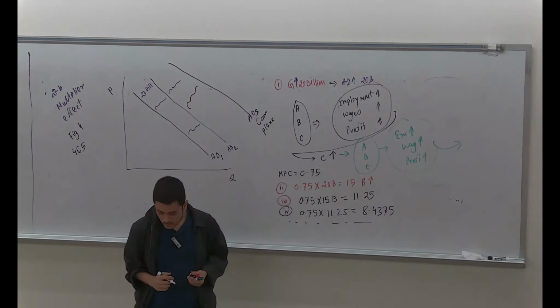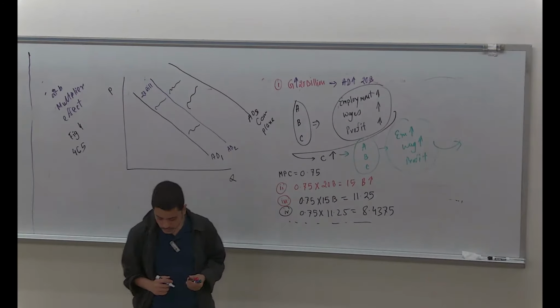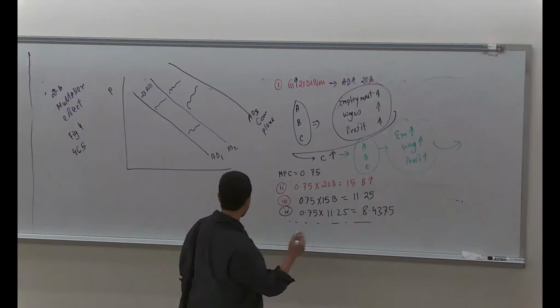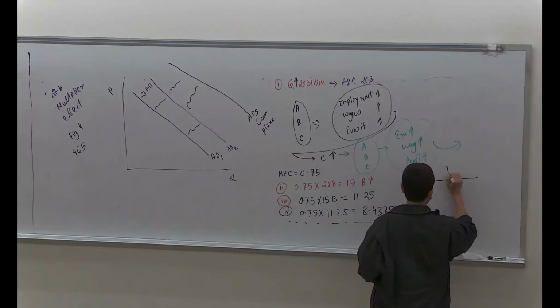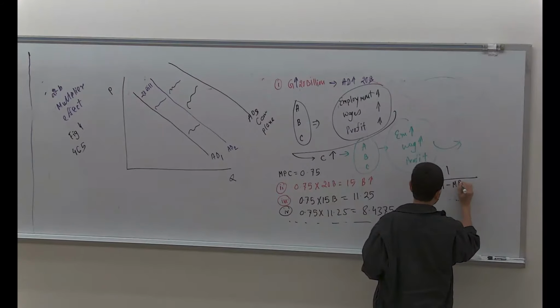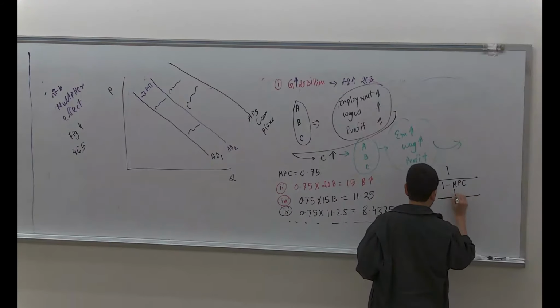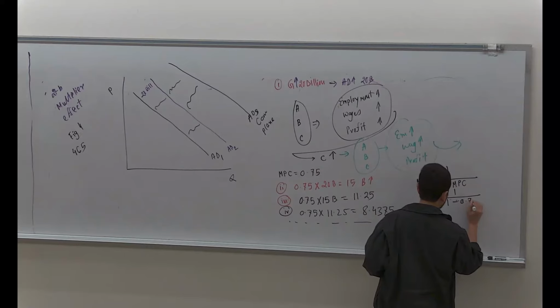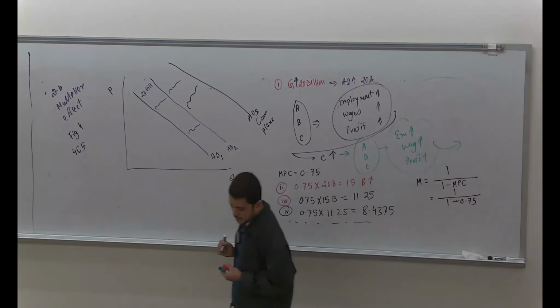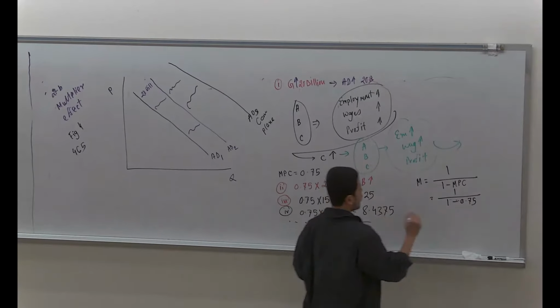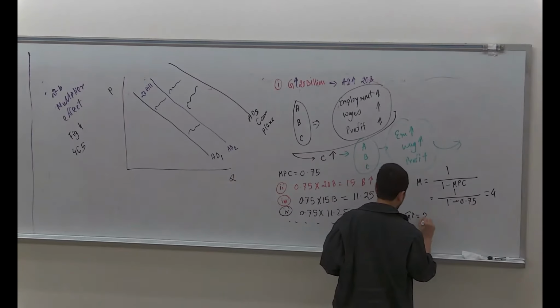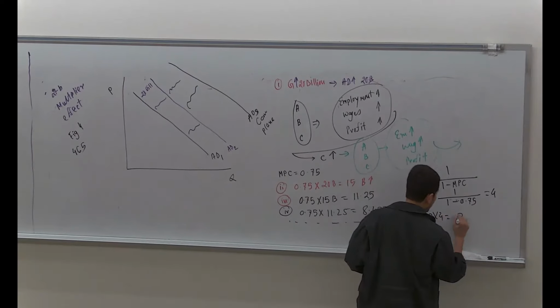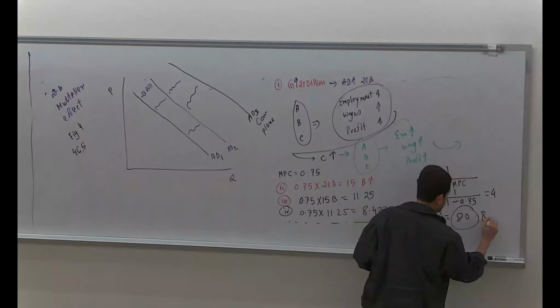And actually we have a simple formula we can use for the multiplier effect. The formula is very simple. M equals 1 divided by (1 minus MPC), that is 1 divided by (1 minus 0.75). So it's going to be 4, the multiplier is 4. So if the government purchases $20 billion, the total effect will be $80 billion.